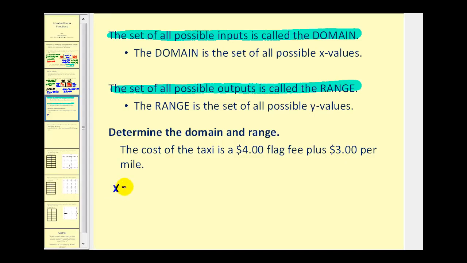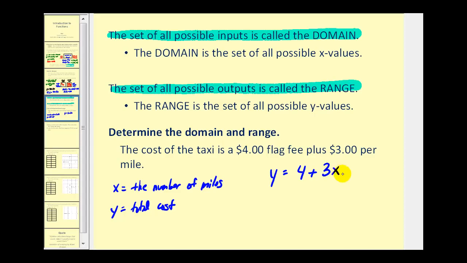So if we let x equal the number of miles and y equal the total cost, we would have y equals the $4 fee plus $3 times x, or the number of miles. So using function notation, we'd have f of x equals 4 plus 3x.